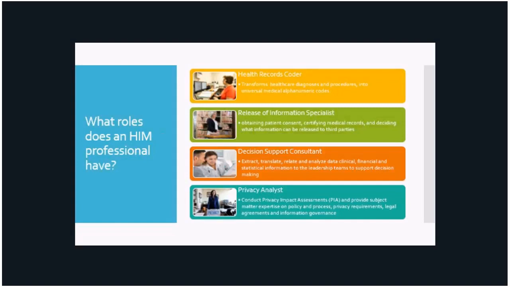So then what roles do HIM professionals have? So these are examples of specific roles. They are not the only roles that exist in the field, but these are where a lot of our graduates tend to end up. And so that includes a health records coder, which takes healthcare diagnoses and procedures and turns them into universal medical alphanumeric codes. We also have release of information specialists, which are relating to patient consent and obtaining that consent, as well as certifying medical records and deciding what information can be released to third parties.